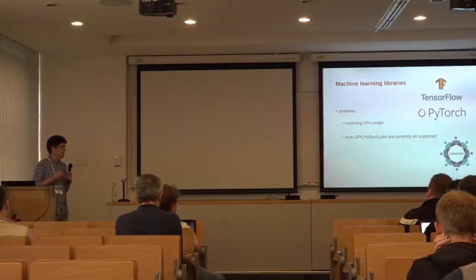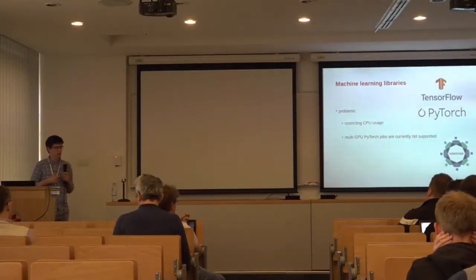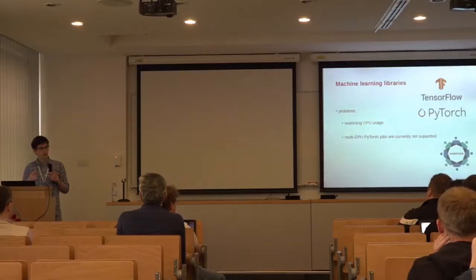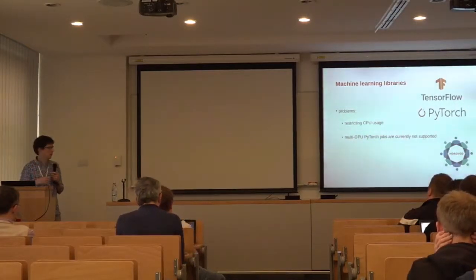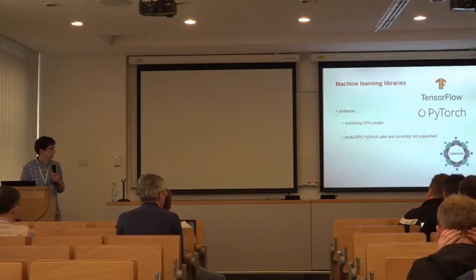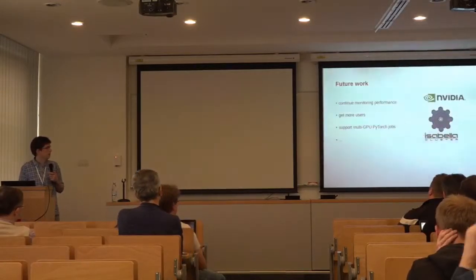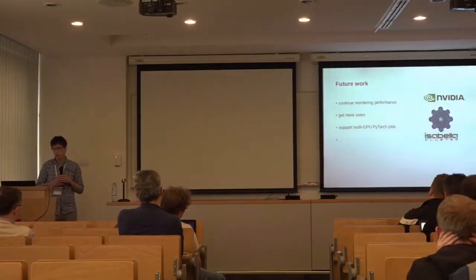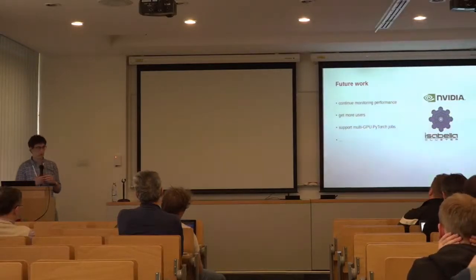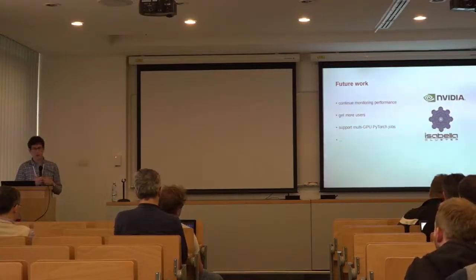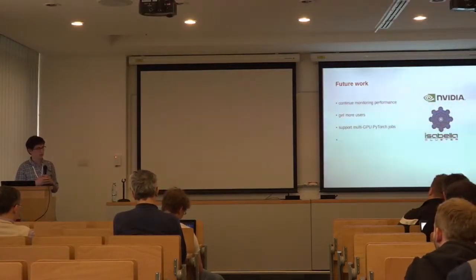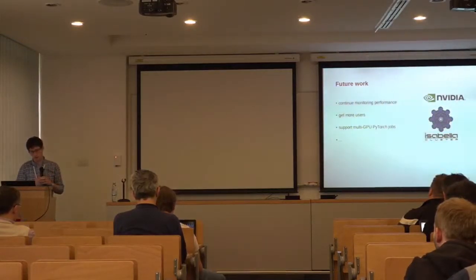Second problem was that PyTorch jobs on multi-GPUs are not currently supported because of a bug, I think with the GNU C compiler, and we will probably have to update the version of our GCC, and hopefully that will resolve it. What we plan to do in the future, of course, continue monitoring performance and adjust our infrastructure accordingly. Hopefully get more and more users, specifically, as I said, machine learning users, and of course resolve our bug with multi-GPU PyTorch jobs.